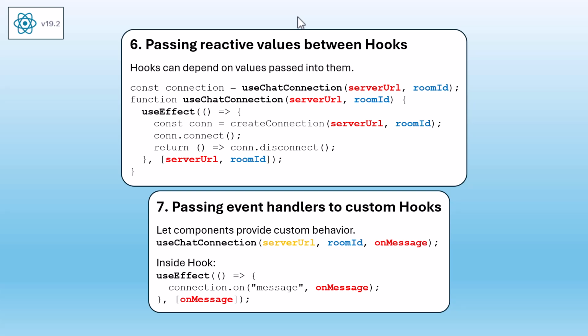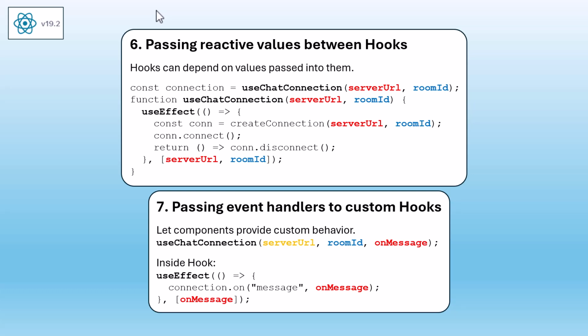7. Passing event handlers to custom hooks. Often your custom hooks may need to accept callback functions or event handlers from the component, letting the hook perform generic work while the component customizes what happens when certain events occur.